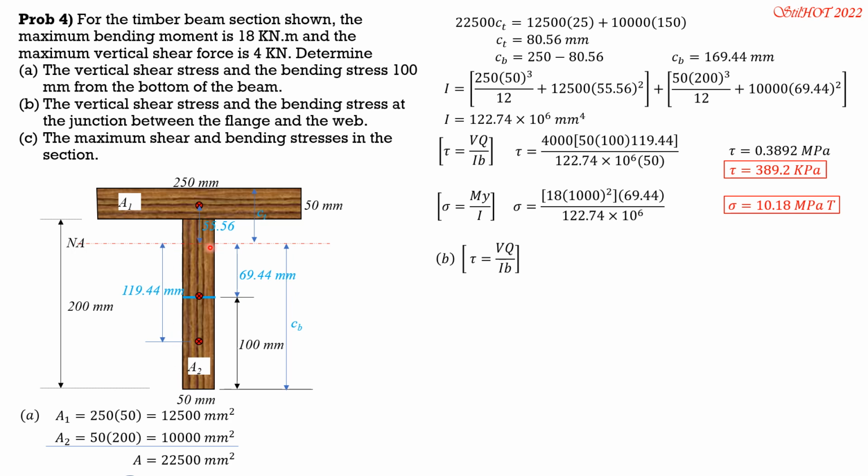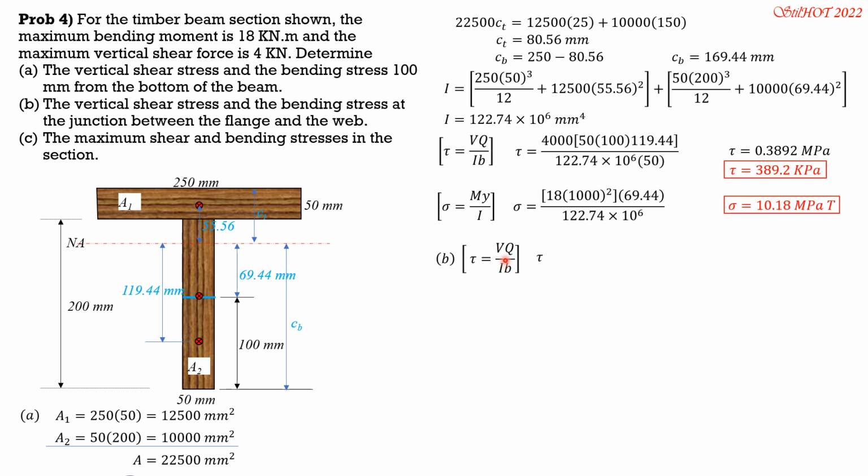So it is a little bit complicated, but I will also dictate the alternate solution considering the complicated case. The simpler case is if we consider the area above the junction in computing for Q. So Q is just this area here, which is 12,500 times the distance to the centroid, which is 55.56. So I'll give you the alternate solution so that you will also be exposed to how to compute shear stress whenever two areas are to be considered.